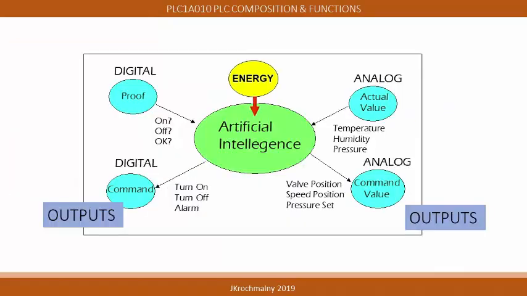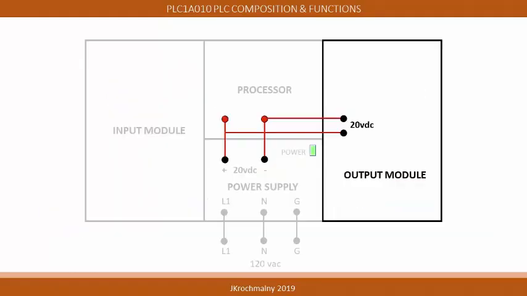As you may remember, the human outputs are the muscles that perform the work. In the case of PLCs, the outputs will be doing the desired work determined by the PLC processor. The PLC output section is also provided with its power from the PLC power supply, in the form of 20 volts DC.